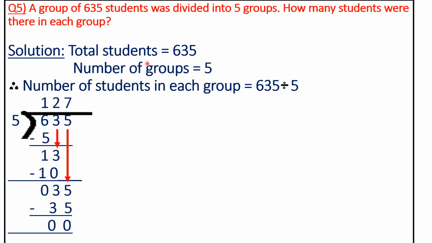Total students. How many students are there? 635 right here. And how many groups are there? 5 groups. So you write number of groups, that is 5. Now how many students were there in each group? So write number of students in each group. So you will do division, divide these two numbers because we are dividing equal number of students in each group.